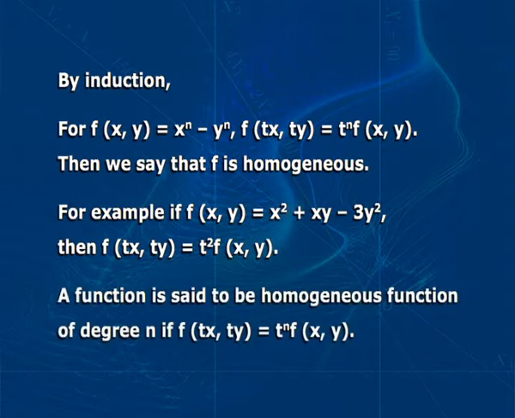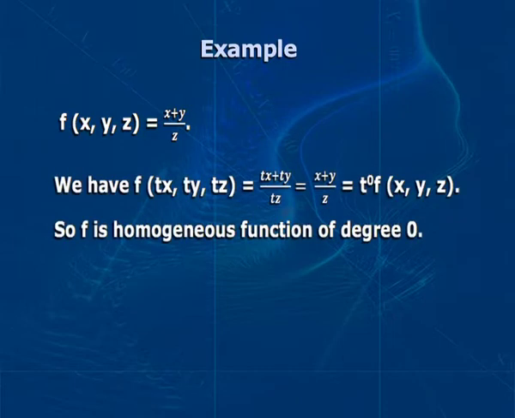A function is said to be a homogeneous function of degree n if f of tx ty is equal to t raised to n f xy. Example, f of xyz equal to x plus y upon z. We have f of tx ty tz is equal to tx plus ty upon tz is equal to x plus y upon z, which is equal to t raised to 0 into f of xyz. So, f is a homogeneous function of degree 0.